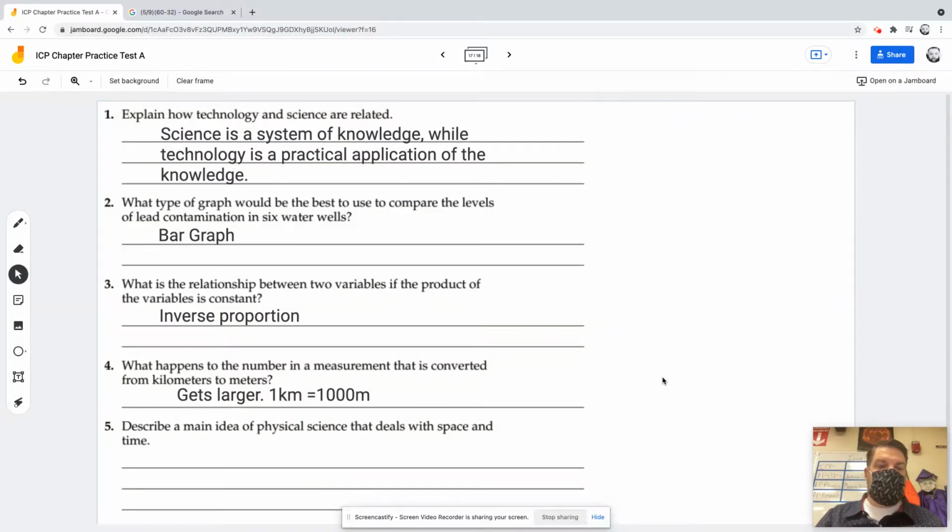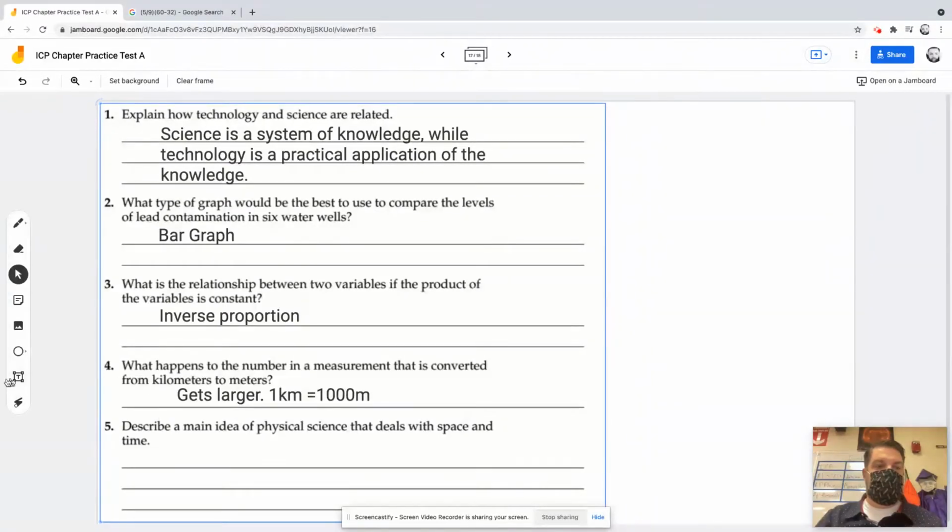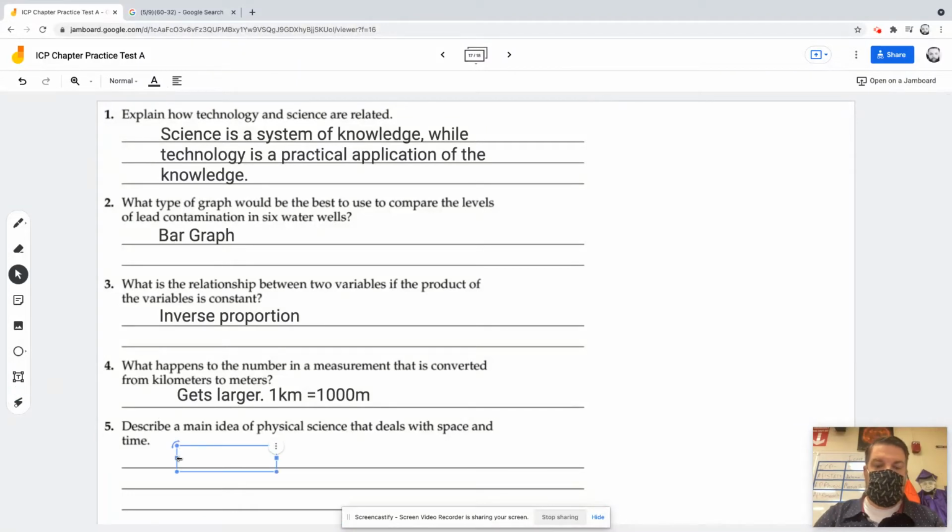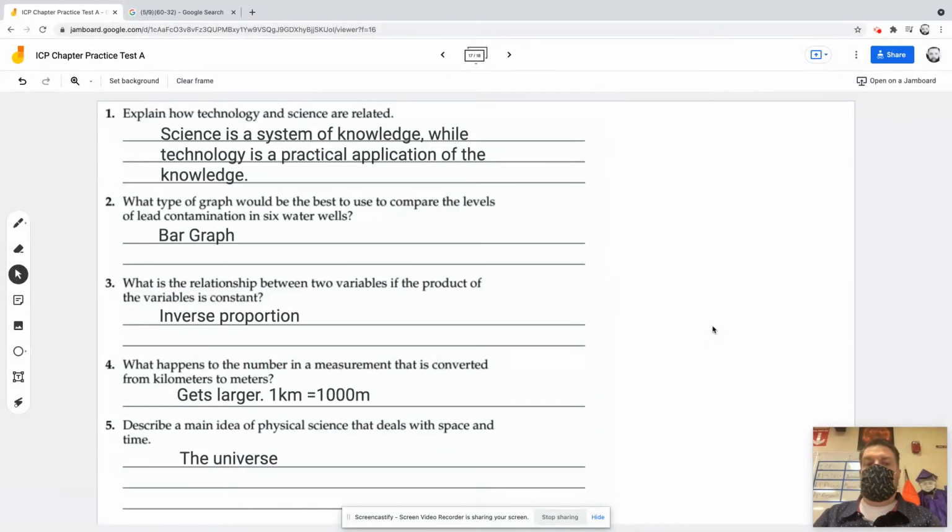The next one says, describe a main idea in physical science that deals with space and time. I got a really short answer. The universe. The universe is massive and it's been around forever. Okay?